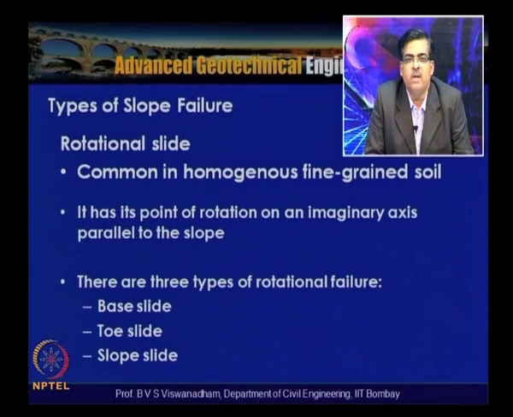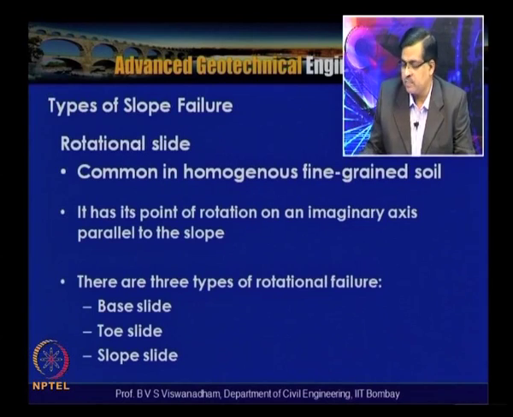That means that when the subbase soil is soft in nature, the soil undergoes failure predominantly within the soft soil. So that is called the base slide. And toe slide, which is nothing but the failure which passes through the toe, and the slope slide, which is nothing but failure which occurs within the slope surface.